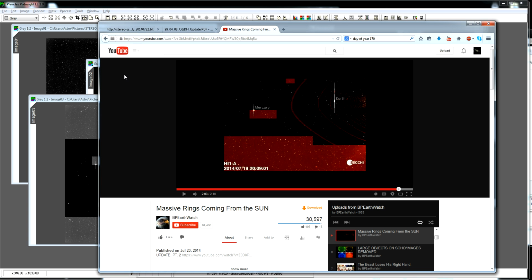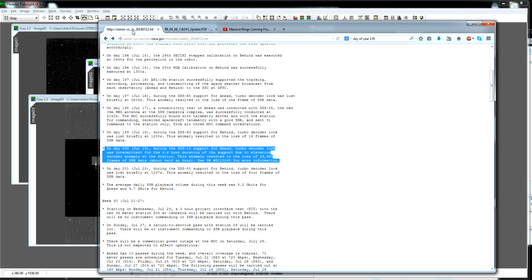And so if we look at the stereo team meeting minutes from the week, we see that on July 19th, DSS 15, that's one of the deep space network antennas that they use to download the high quality data from the stereo spacecraft, had a problem. There was a turbo decoder lock. The turbo decoder lock was intermittent because they had a problem with the elevation encoder. Any motorized telescope has encoders to tell it where it's pointed, and apparently they had a problem with the elevation encoder that day, and it resulted in the loss of a lot of data.